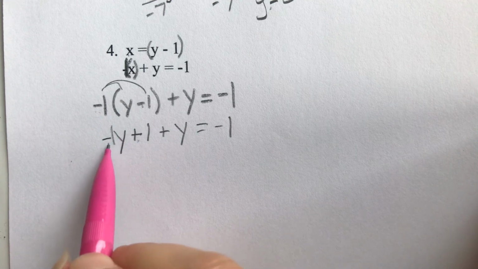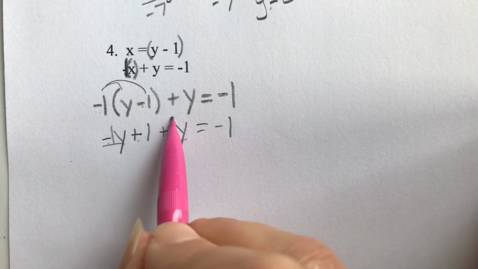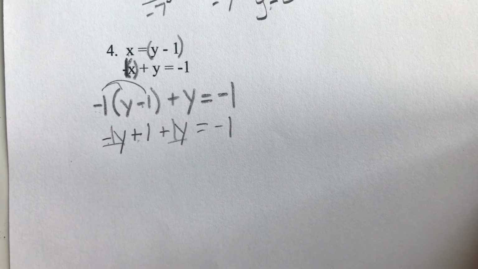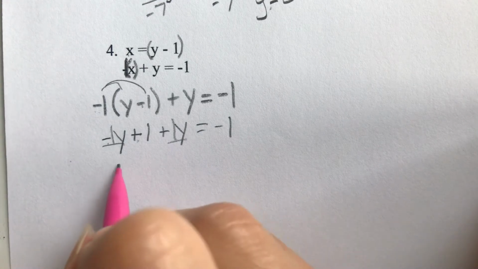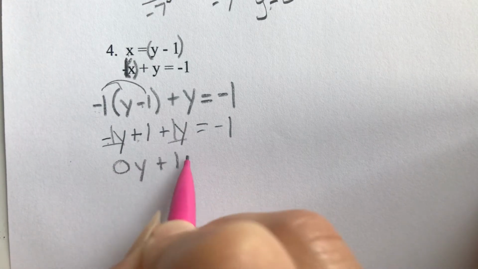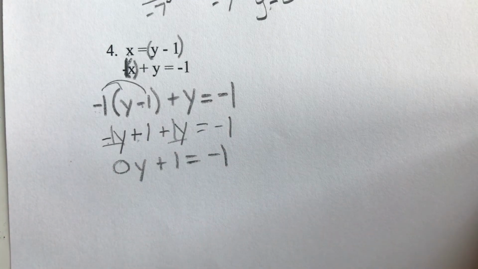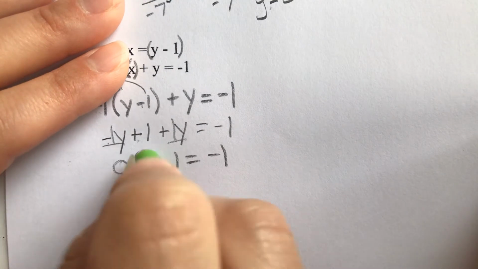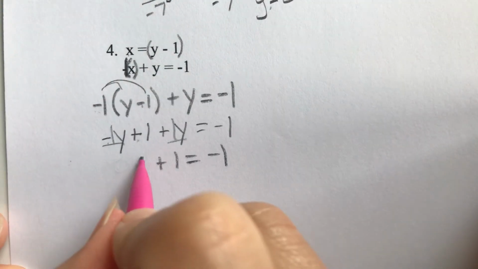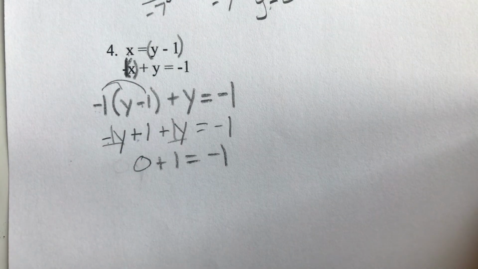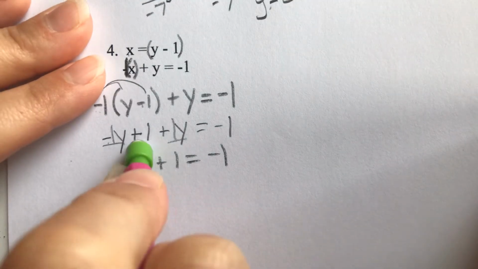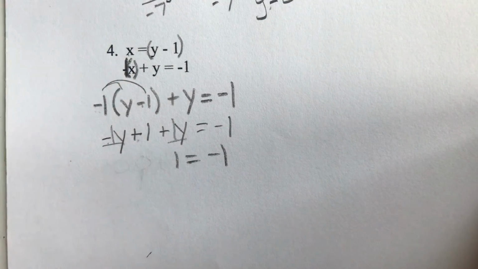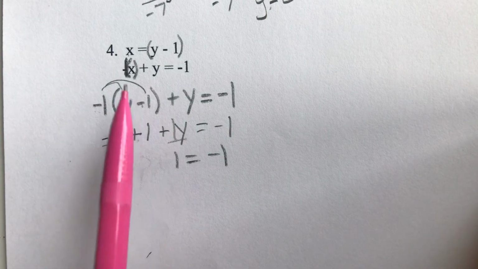All right, combine like terms. I've got -1y and +1y. Well, -1 plus 1 is 0. 0y plus 1 equals -1. This is weird. Well, 0y's is just 0. So 0 plus 1 equals -1. Well, 0 plus 1 is just 1. 1 equals -1. Well, what the heck?